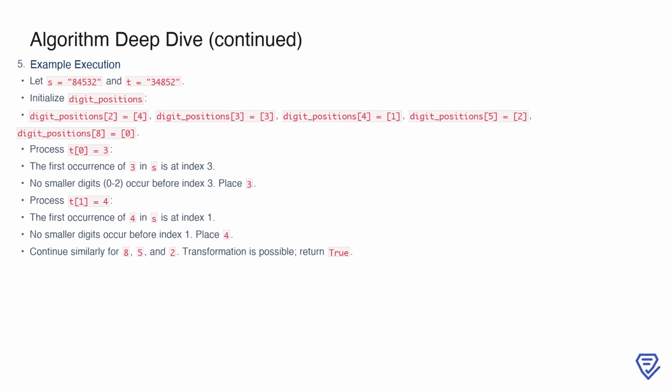Next, we process T[1] equals 4. The first occurrence of 4 in S is at index 1, and again, no smaller digits appear before this index, so we place 4. Following this logic, we process 8, 5, and finally 2. Since all digits in T satisfy the placement constraints, the transformation is possible, and we return true.